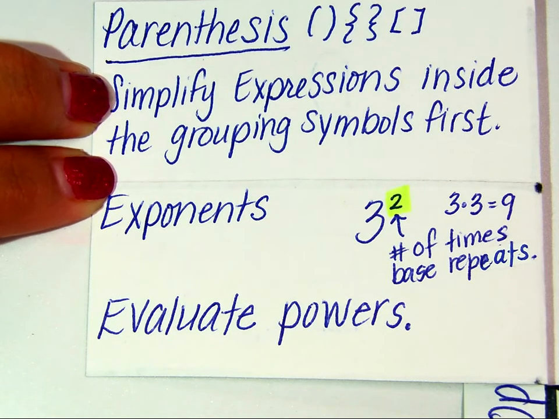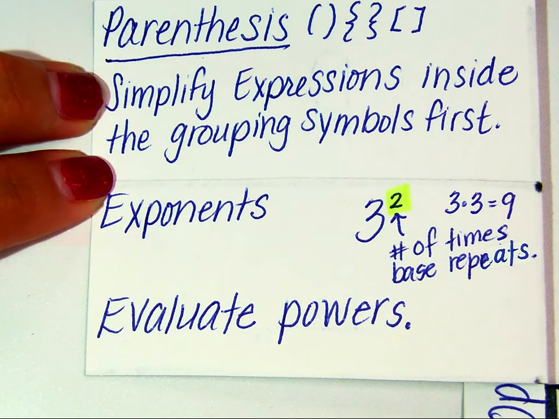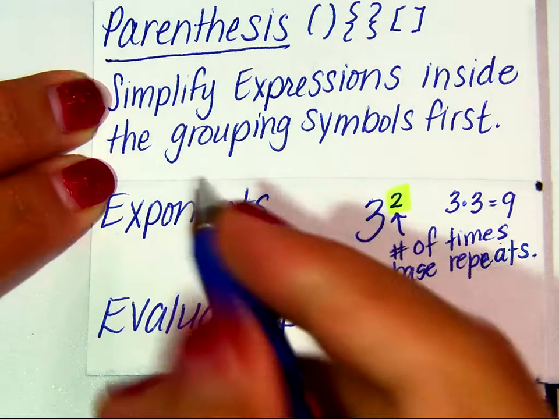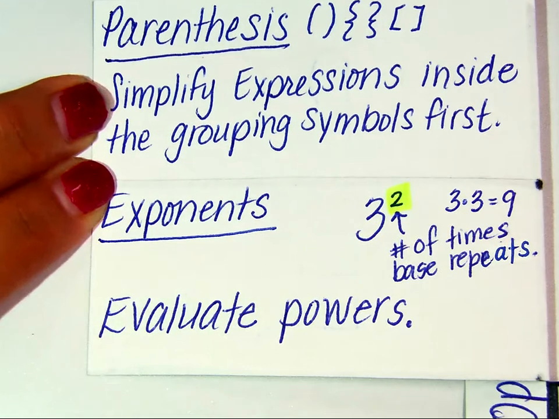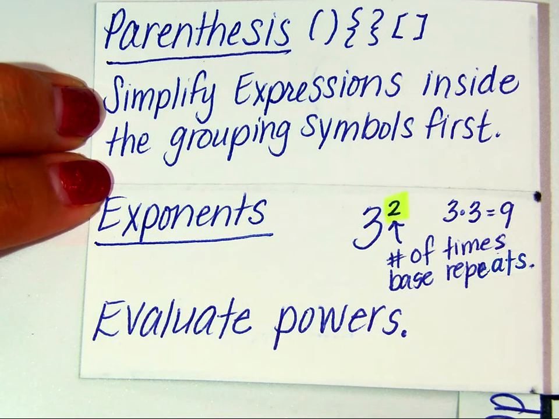The exponent tells us the number of times the base repeats. So 3 times 3 equals 9, and that's not to be confused with 3 times 2. So your second step in the order of operations is to evaluate the powers, or to solve the exponent. So you want to do the exponent second.